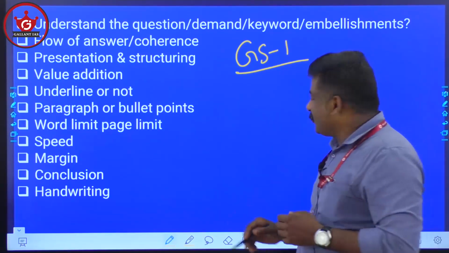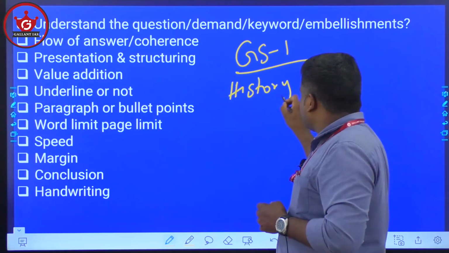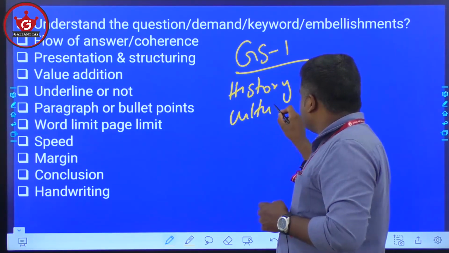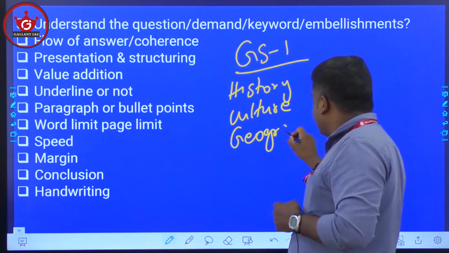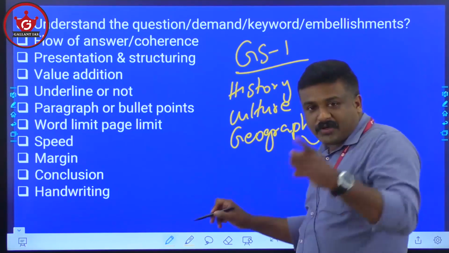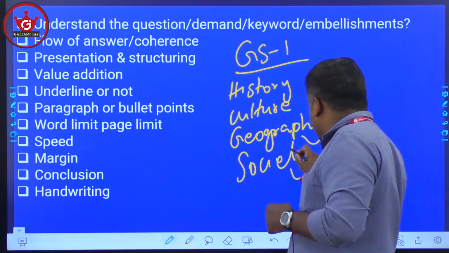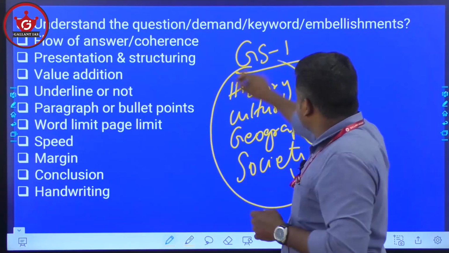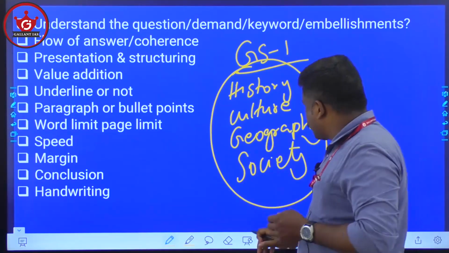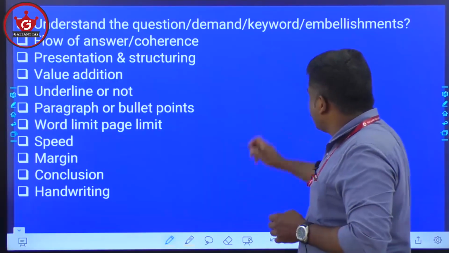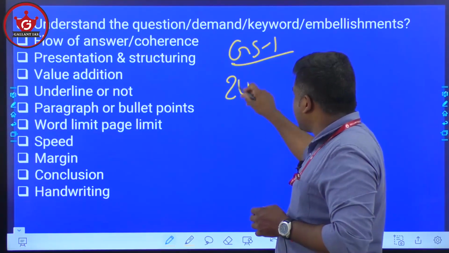Now what is important here is, let us take GS1, General Studies paper 1. You know what comes in this General Studies: history, culture. You have to study history, culture, geography, and society. All these are the major subjects you have to cover under mains GS1. Now coming to this GS1, let us again take this GS1 paper. A total of 20 questions are there.